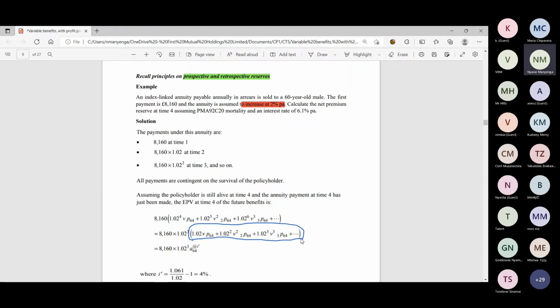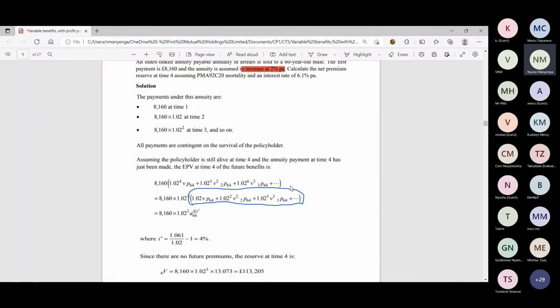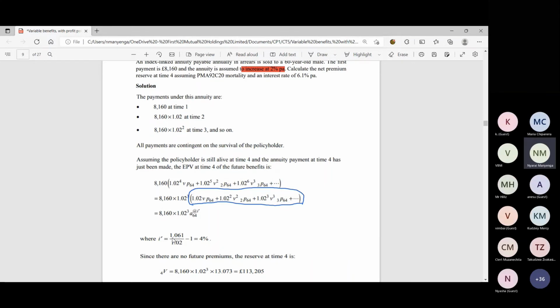So you need to evaluate it at i dash here, where we have discussed in an earlier unit, this would be (1 plus i) over (1 plus e) minus 1. So here 1 plus i is just 1 plus 0.61% divided by 1 plus 2%, the increase, minus 1, which is 4%. So the 4% would then apply for this annuity payable in arrears for a life aged 64.